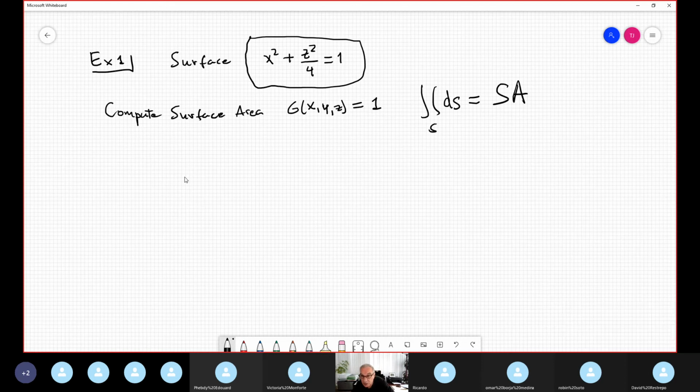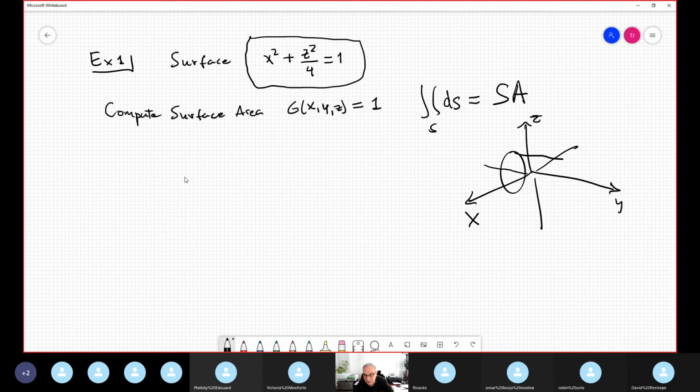Let me try to represent it, because one picture is much better than 1,000 words. Okay, we have something like that. X, Y, Z. I forgot to say something important. When you are doing the parameterization, you do not have the total cylinder. We have one portion of the cylinder. The cylinder actually is not a circular cylinder, it's an elliptical cylinder, right? Something like that.